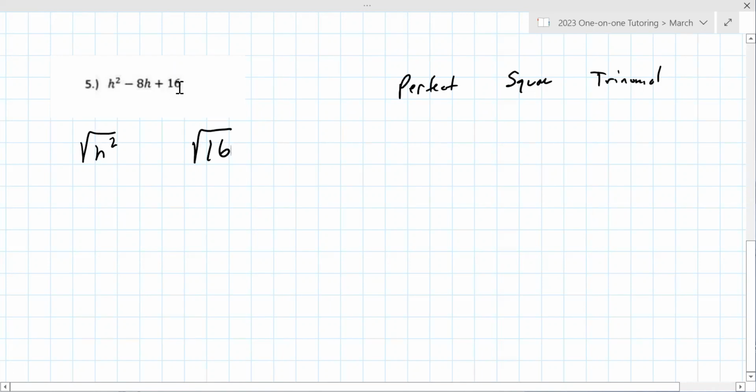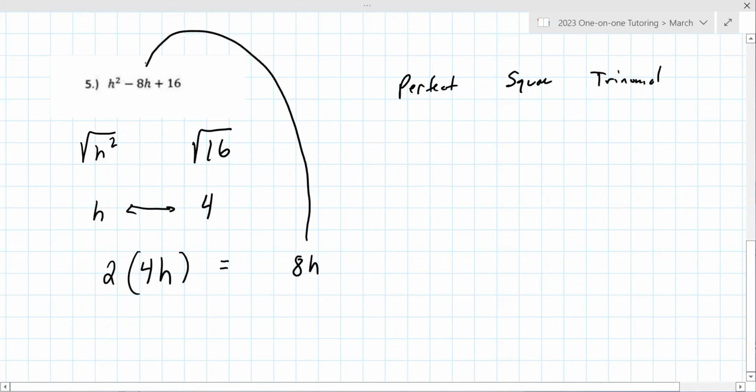Squared. Can you take the square root of 16? Does it work out perfectly? Yeah. So the square root of h squared is h, and the square root of 16 is 4. Now, if you merge those together, 4h, and then you double it, you get 8h, which is what you have in this position right here.